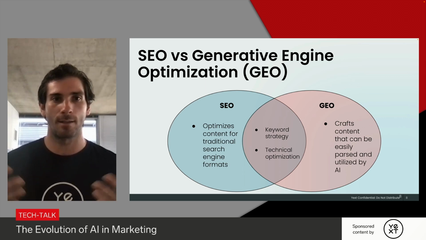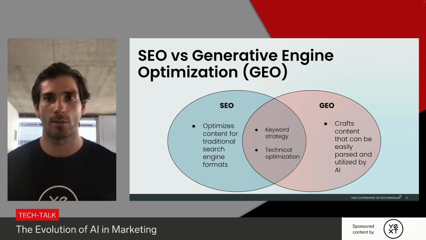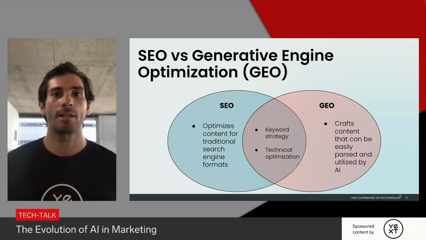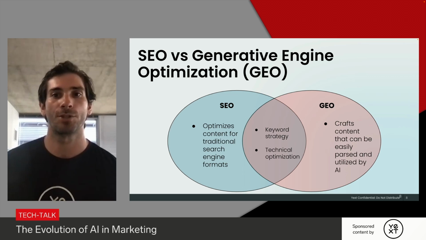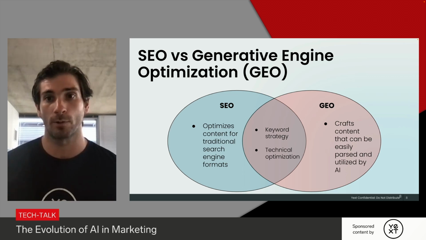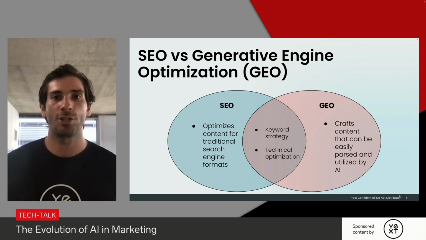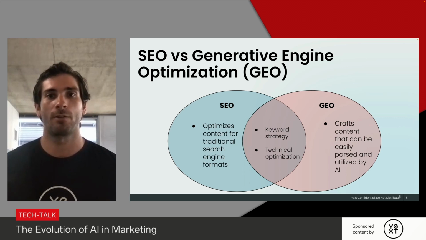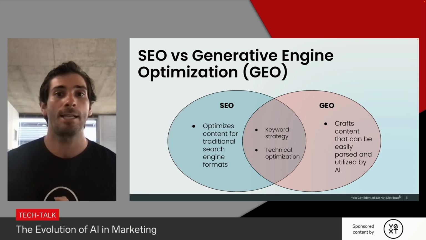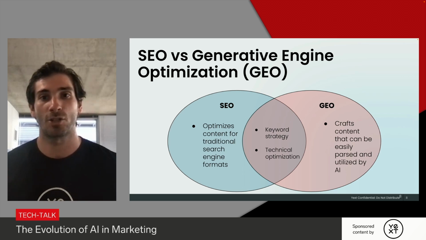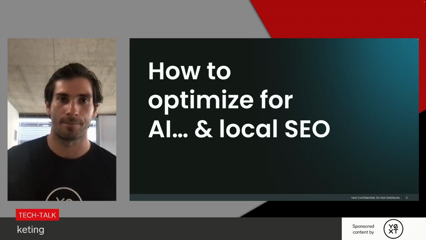At the end of the day, it's the best quality content that is still going to win in both scenarios. But there is a key difference that impacts how you should think about creating and optimizing your content. On the one hand, SEO optimizes content for traditional search engine formats and increasing the rank of organic links. On the other hand, with GEO, the experience is much different. They're looking to craft content that can easily be parsed and utilized by AI. This includes things like structured data and formats that are much more friendly to natural language processing.